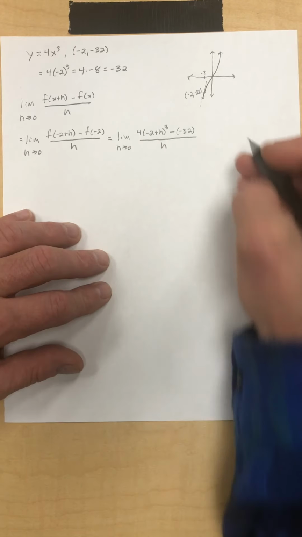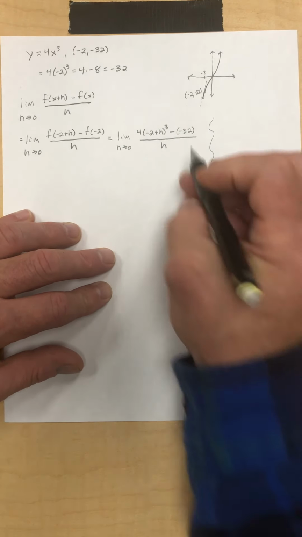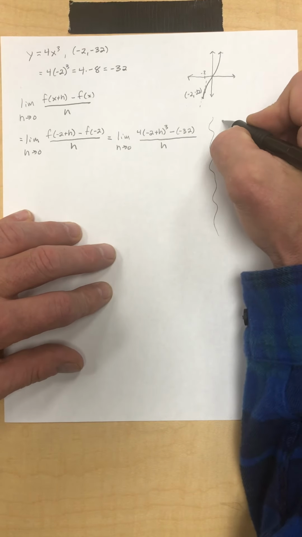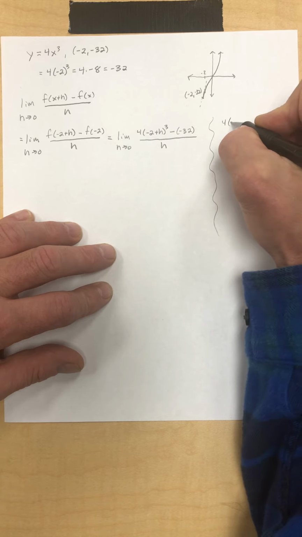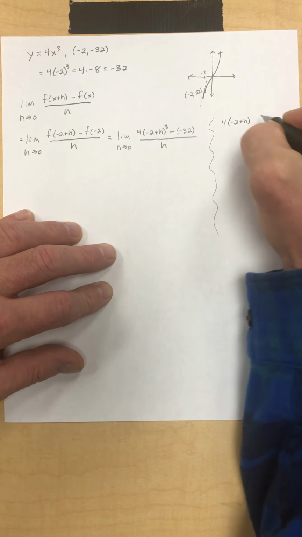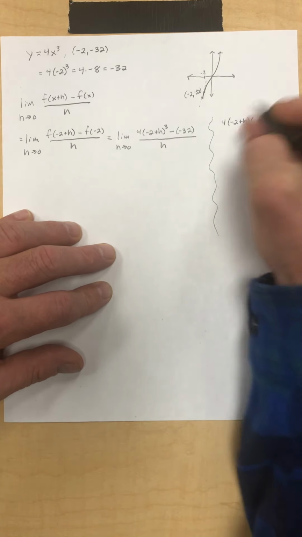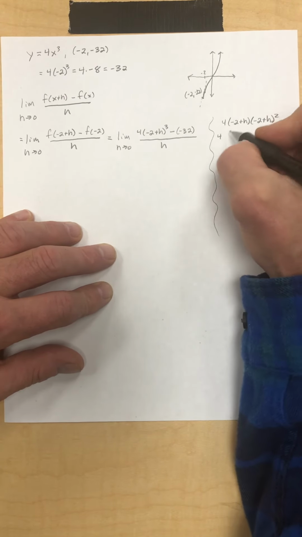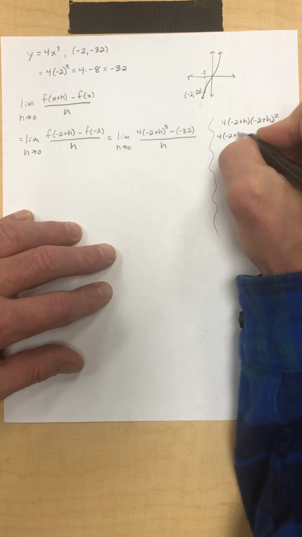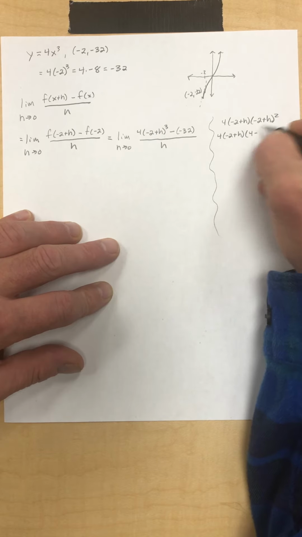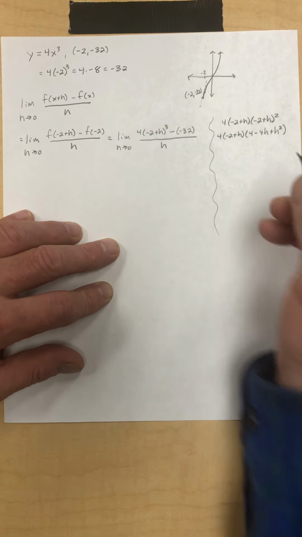Okay, so let's see. I'm going to have to deal with this guy right here, so I'm going to go off to the side and just deal with that. So we're going to have -2 plus h times -2 plus h squared. I have a 4, I have a -2 plus h, and then I square that. So I'm going to get 4 minus 4h plus h squared.